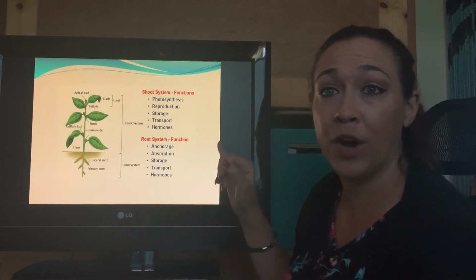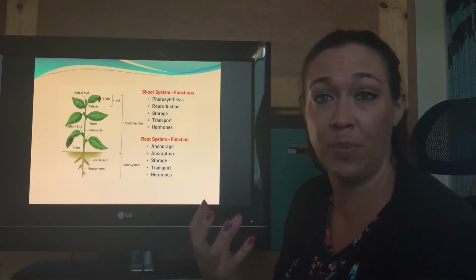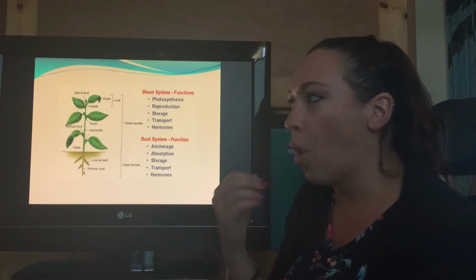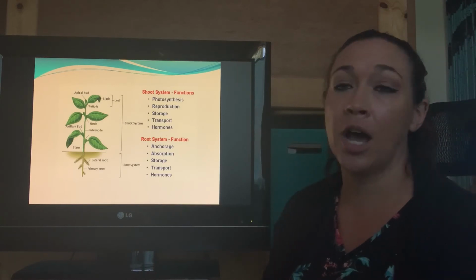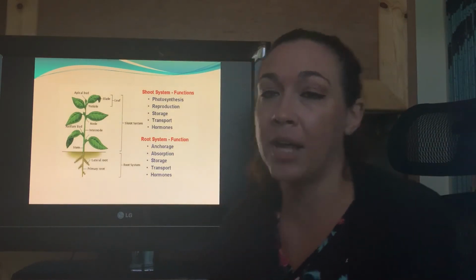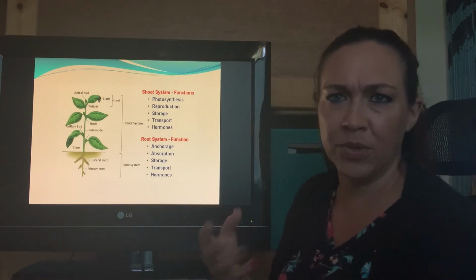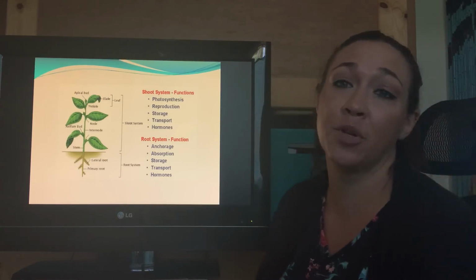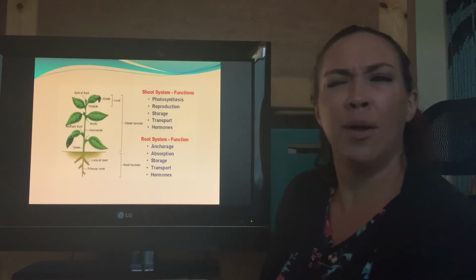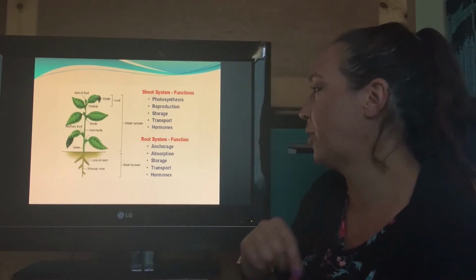Now remember, it's used for anchoring, where we're trying to anchor that plant into the soil, keep it secure, keep it upright. We're doing water absorption. We're doing nutrient absorption. We are doing storage. And that's true of the shoot system as well. We're going to be doing storage in both of them. We're going to be doing transportation in both of them, and we're going to be producing hormones in both of them. So you're like, wait, plants produce hormones? Yes, they do. Hormones are important.